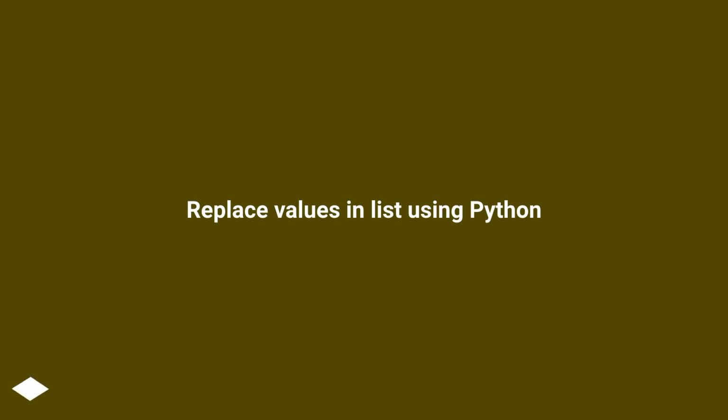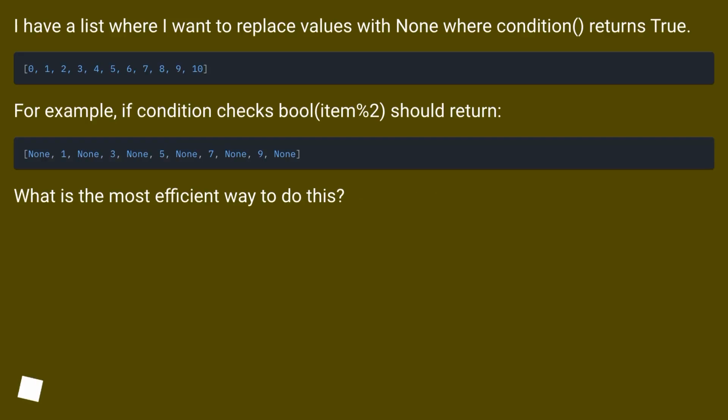Replace values in list using Python. I have a list where I want to replace values with None where a condition returns true. For example, if the condition checks bool(item % 2), it should return True. What is the most efficient way to do this?